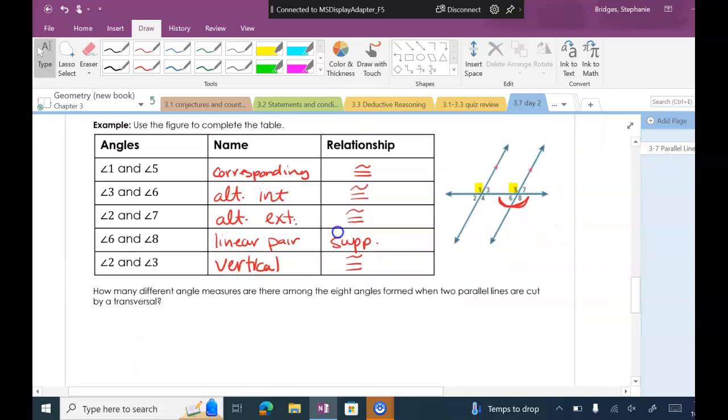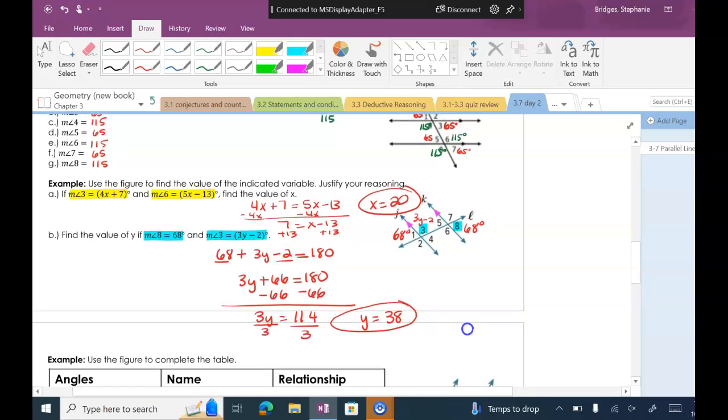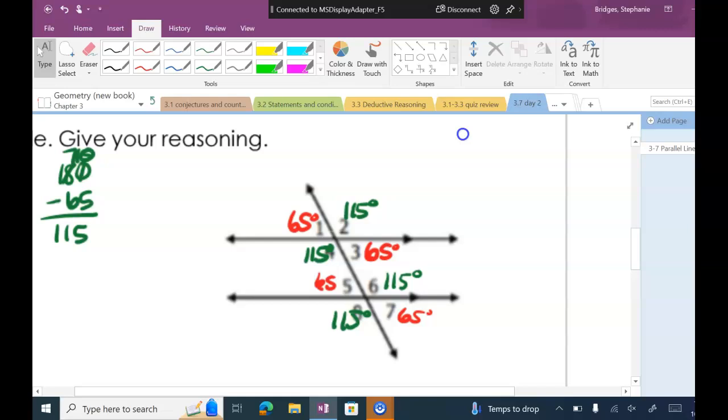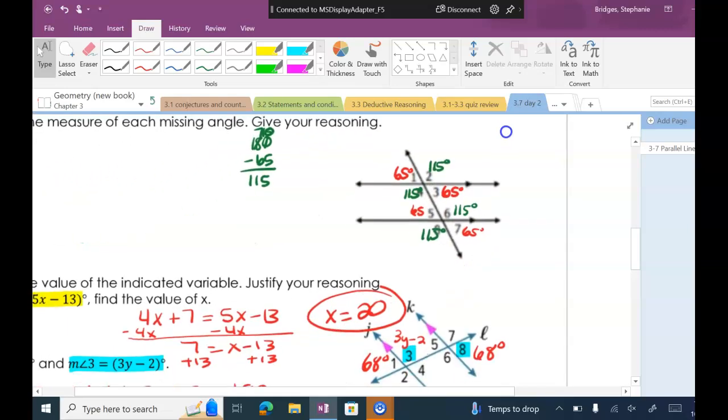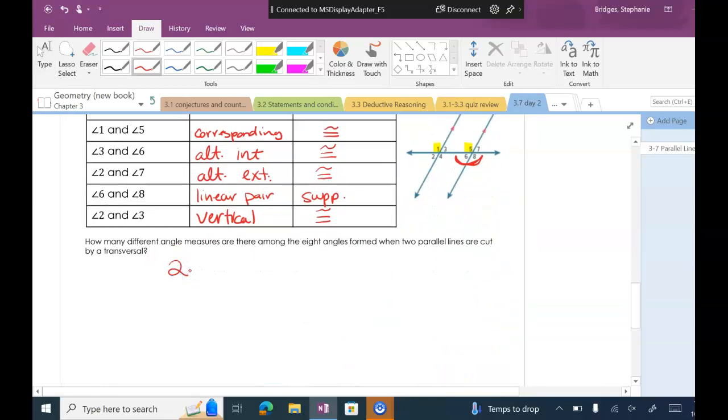All right, last question, and I just told you this answer just a few minutes ago. How many different angle measures, how many different angle degrees are there going to be when you have two parallel lines cut by a transversal? We talked about it right here. There are just 2 of them, right? It's the same 2 numbers over and over again. So the answer to that is 2. When you have 8 angles formed by 2 parallel lines and a transversal, there are only 2 different angle measures in all 8 angles. Anybody have any questions?